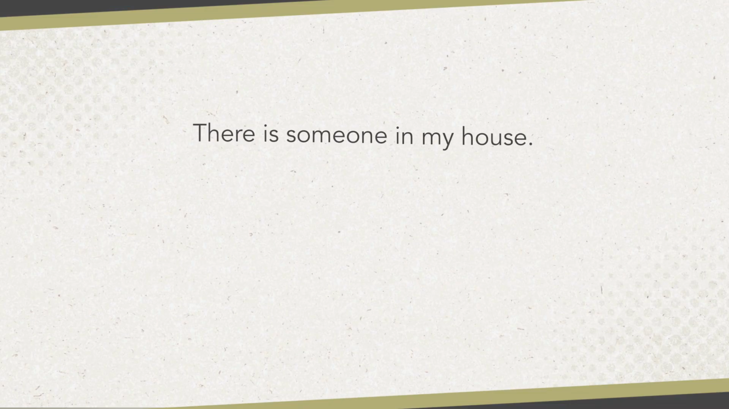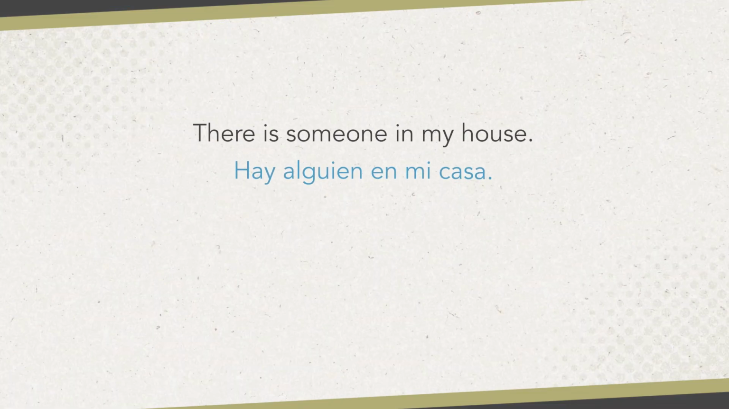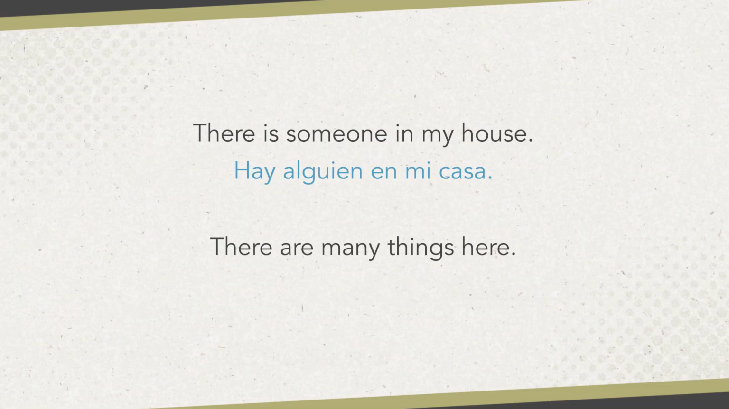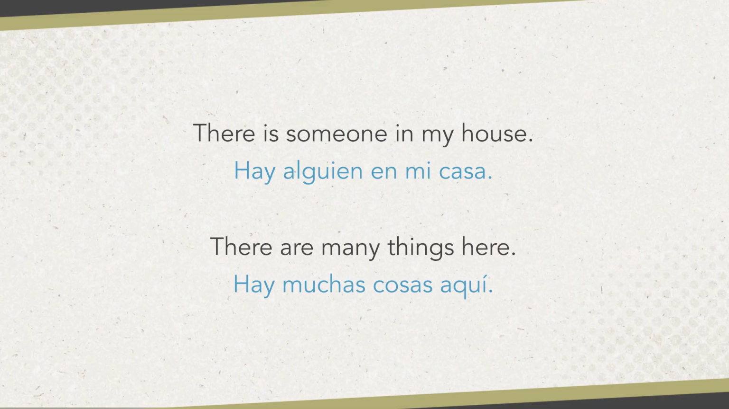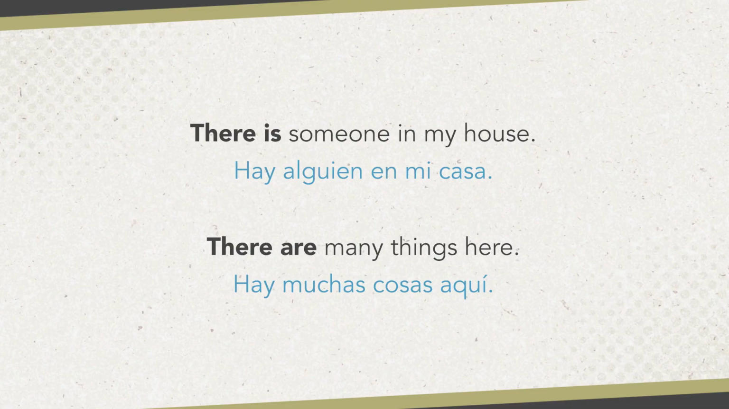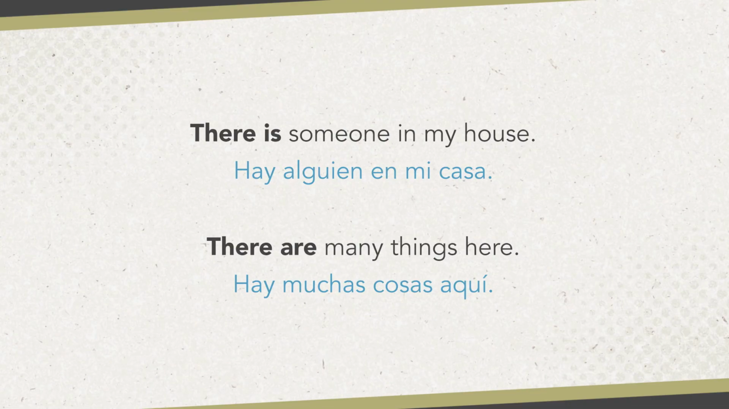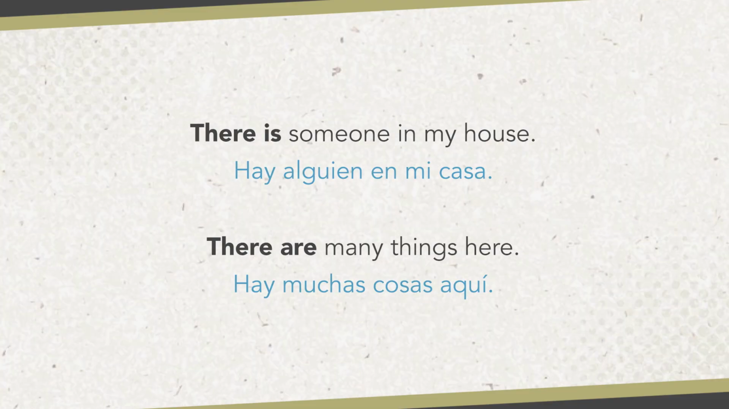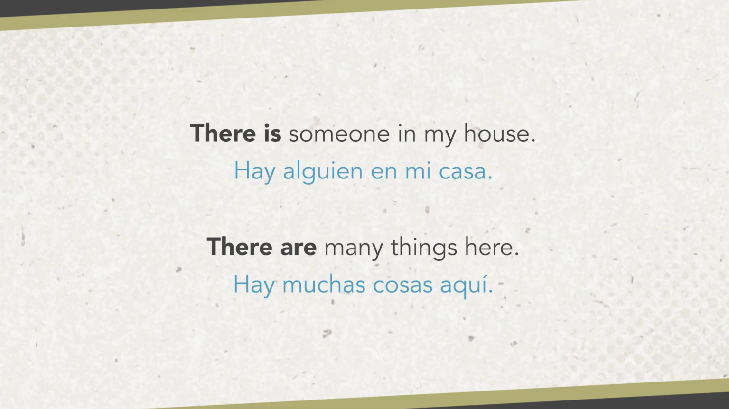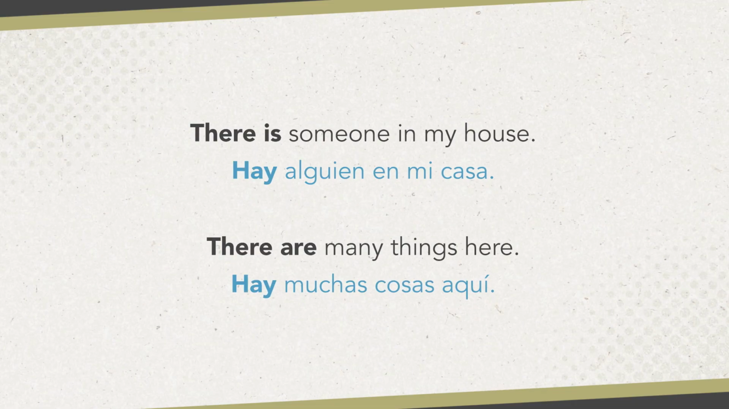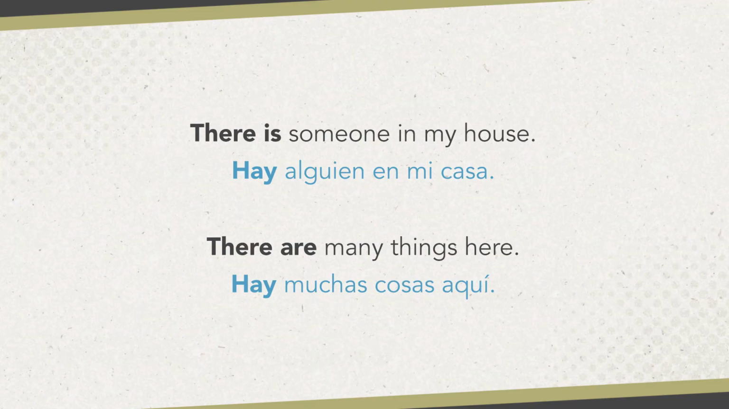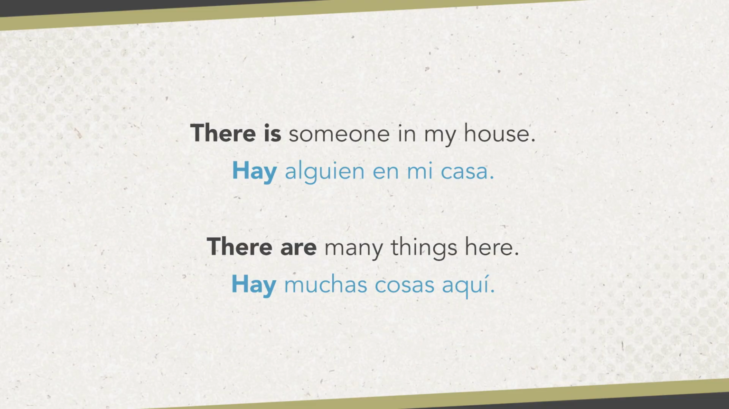So let's look at these 2 sentences again. There is someone in my house. Hay alguien en mi casa. There are many things here. Hay muchas cosas aquí. In English, when we say things like there is or there are, what do we actually mean by that? We're not really talking about where something is so much as the fact that it exists. So we're emphasizing that something exists, and that's exactly what hay means in Spanish. It's the word you use to say that something exists in a particular place.